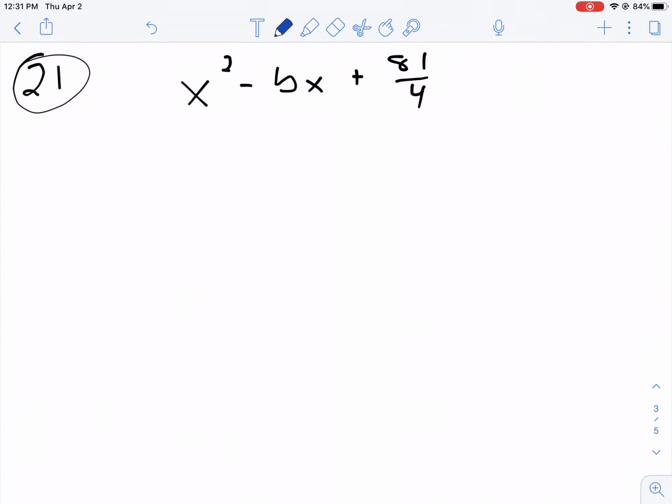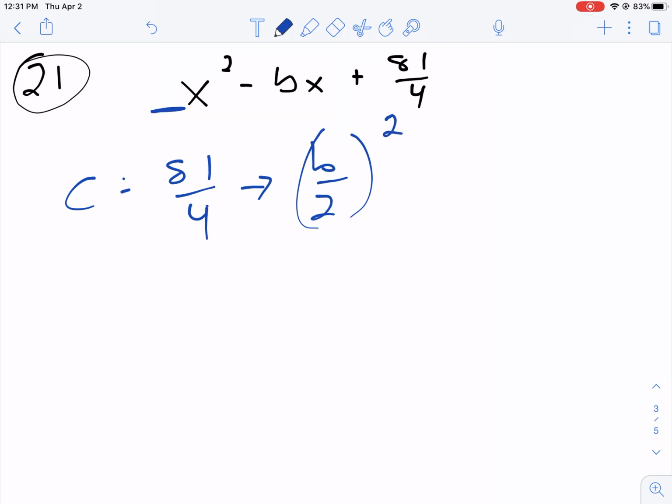All right, so now number 21. This is kind of thinking backwards. It's saying complete each trinomial so that it is a perfect square. So you already know what your C is. So your C is 81 over 4. So we're going to have to start thinking a little bit backwards because you know C, because there's nothing in front of here. So we're going to do our old formula, which is B divided by 2 squared.